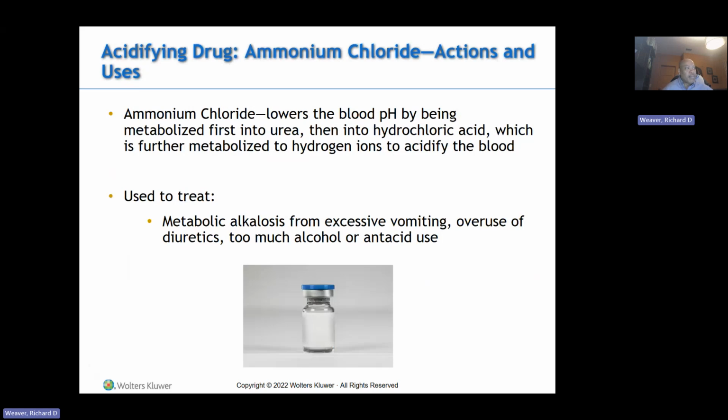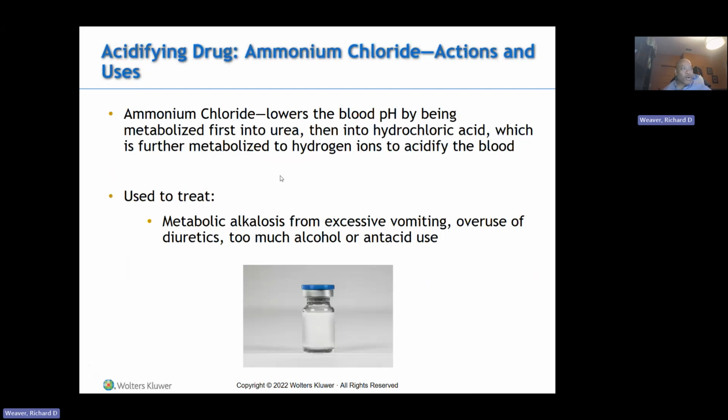So we use it to treat metabolic alkalosis from excessive vomiting, because remember, when you're vomiting hydrochloric acid from the stomach, they become more alkalotic. Overuse of diuretics, because when you are peeing a lot with diuretics, you're peeing a lot of the hydrogen ions, and these patients become alkalotic as a result of that. And so we use this drug because they are alkalotic. We're trying to push them back towards that normal range.